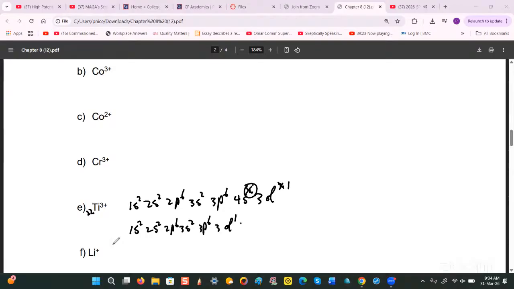And then lithium, well, that's easy because lithium has an atomic number of 3. The full electron configuration of the lithium atom is 1s2, 2s1. So in the case of the lithium plus ion, we just simply remove that electron, so it becomes 1s2, and that's it. This is equivalent to the electronic configuration of helium, so this is a noble gas configuration. Okay, and that's it for the B part.